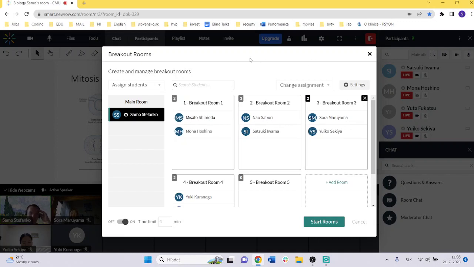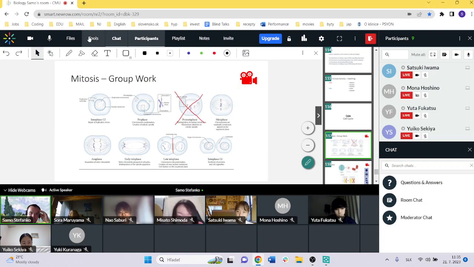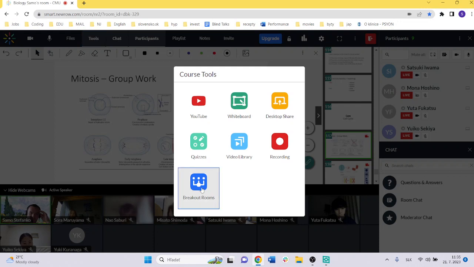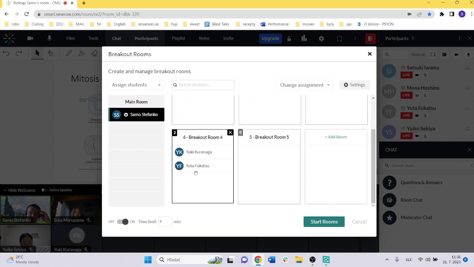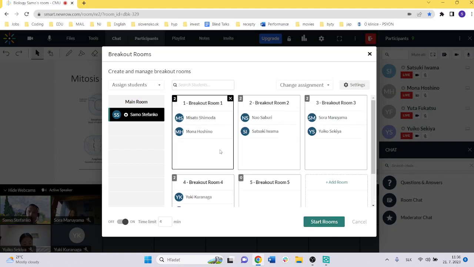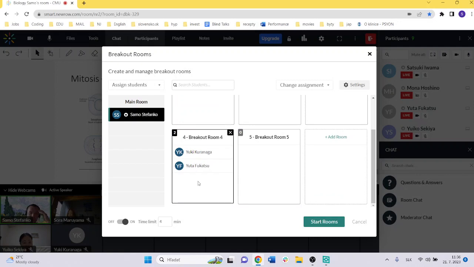Now, Misato, Mona, you will do prophase. Satsuki, you will do metaphase. Anaphase will be covered by Sora and Yuiko, and telophase, Yuki and Yuta. Okay, one more time. Prophase, Misato, Mona. Satsuki, metaphase. Anaphase, Sora, Yuiko. Yuki and Yuta, telophase. Let's start. You have 4 minutes just to search and to recap what we have seen.